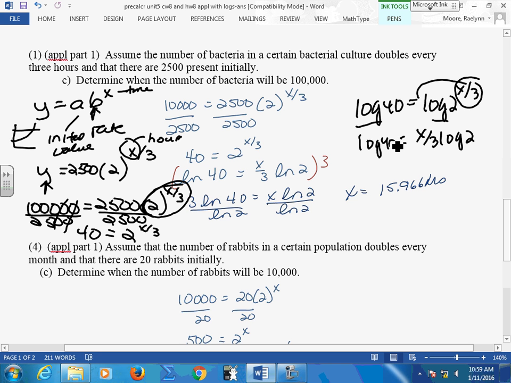Now, I need to solve for this guy x. He's divided by 3 right now. What can I do to x divided by 3 to get it to be just plain x? Multiply it by 3. So let's do that. Let's multiply this side by 3, this side by 3.